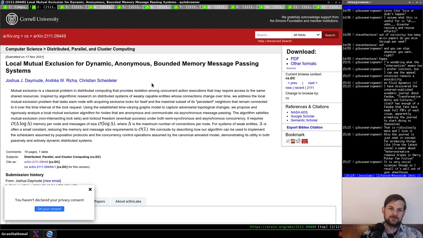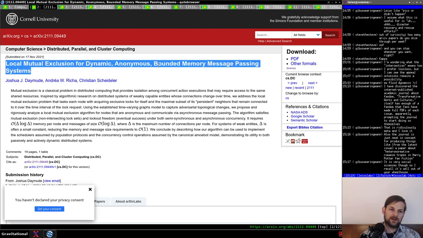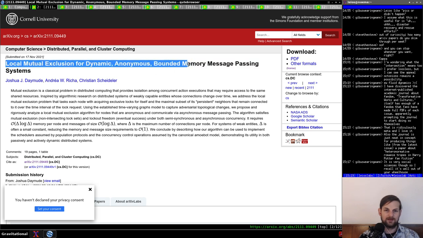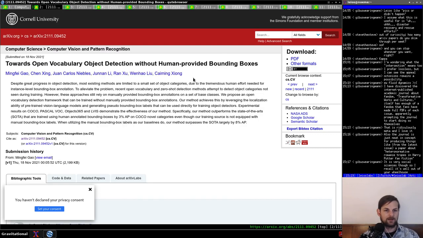So, local mutual exclusion for dynamic anonymous bounded memory passage. This is another one that I'd probably read through, but I probably don't have time to do it right now. The reason I was interested was the message passing systems. So the idea here is that we can create a network of kind of information processing that's done on distributed systems. So I thought that was kind of interesting.